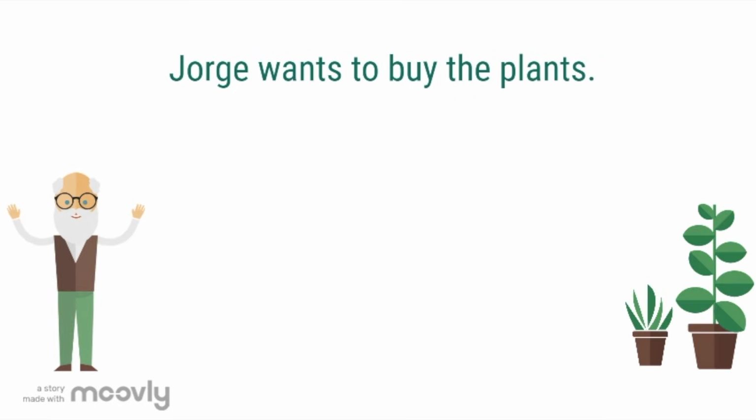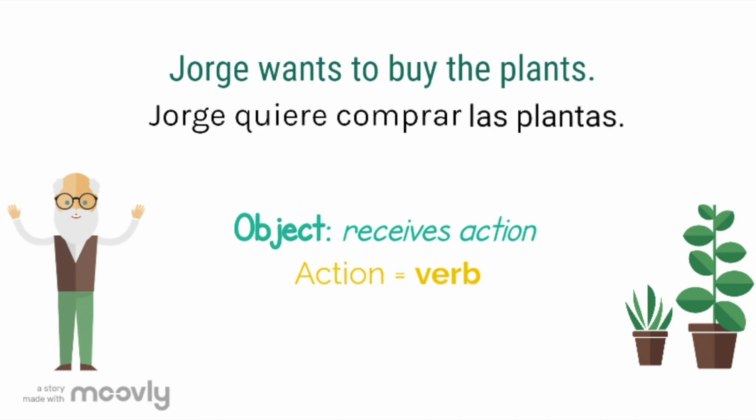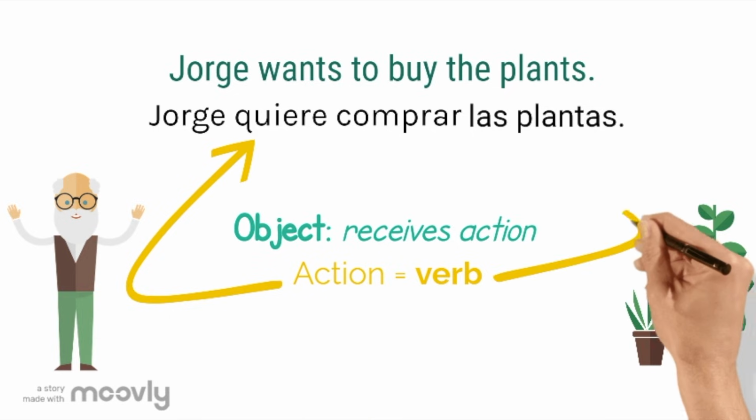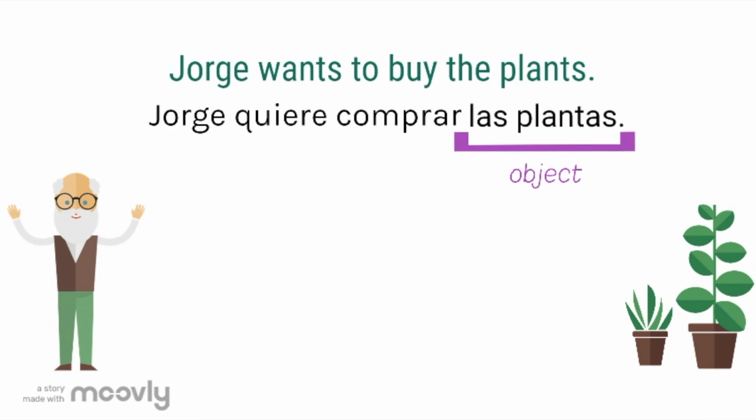In Spanish, this is Jorge quiere comprar las plantas. What is the object in this sentence? What is receiving the action? Well, the action is the verb, and there are 2 verbs here, wants, quiere, and to buy, comprar. One is conjugated and one is in the infinitive. Again, if you forgot what conjugations and infinitives are, check out the Lesson 3 video. But the plants aren't wanting or buying anything, George is. The plants are being wanted or bought, therefore George is the subject, which leaves las plantas as the object.